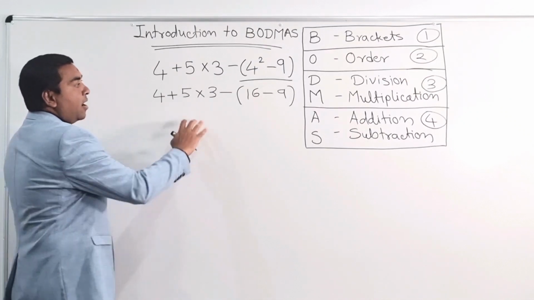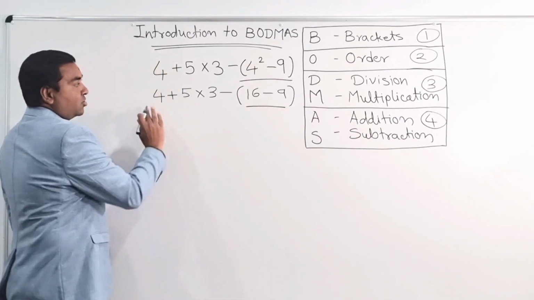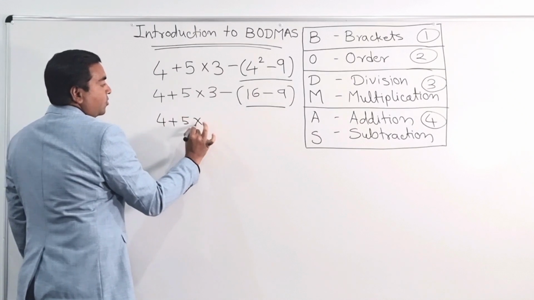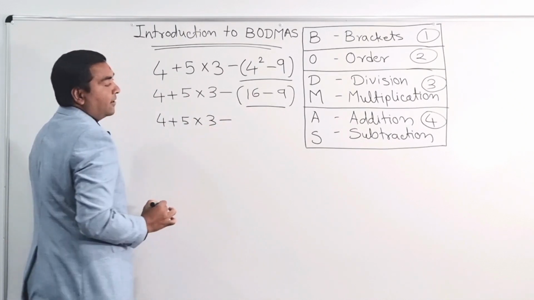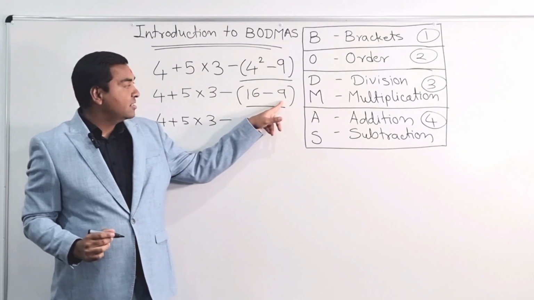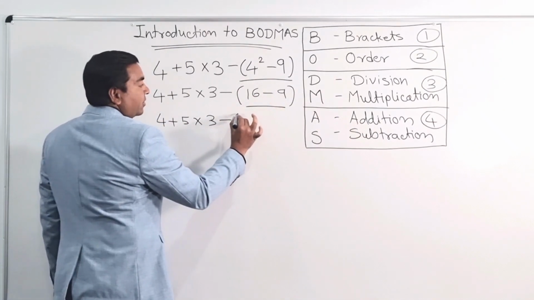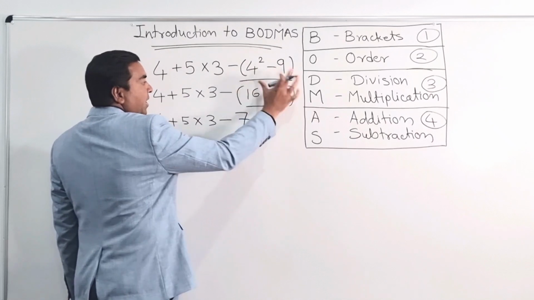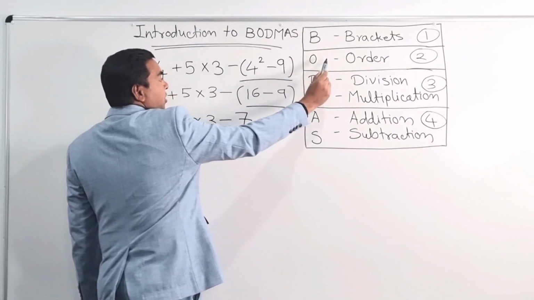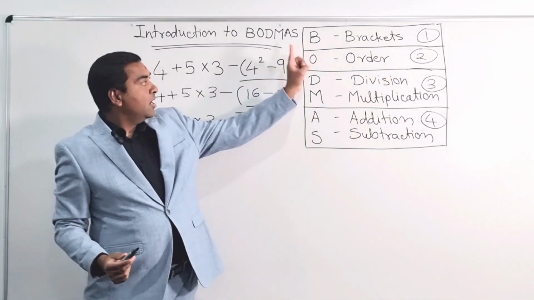Now, I still have a bracket here, so I'll be focusing only on this bracket. I'll write down other things as they are: 4 plus 5 times 3, and then there's a minus. Now, in the bracket, I've got only one operation, 16 minus 9, which is going to be 7. So I can write that down as 7. Now my bracket is completely resolved. So bracket is done. After bracket, I've got order. There is no power involved here. So bracket is done, order is done.